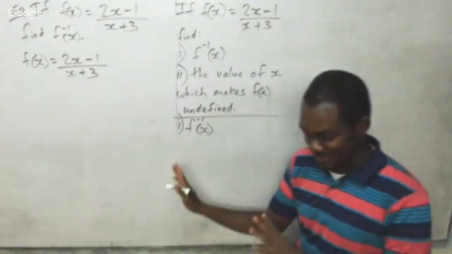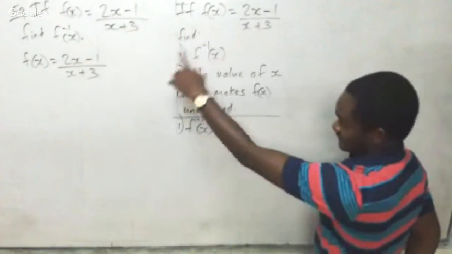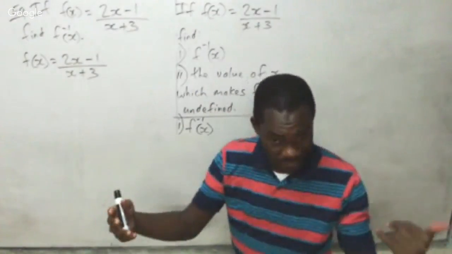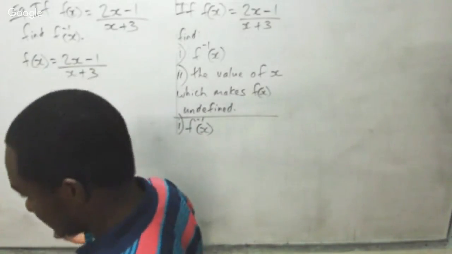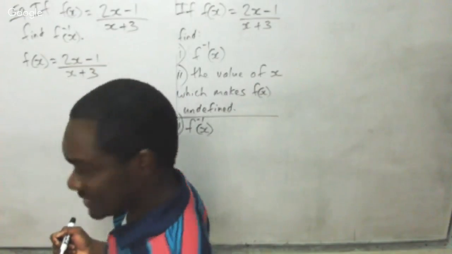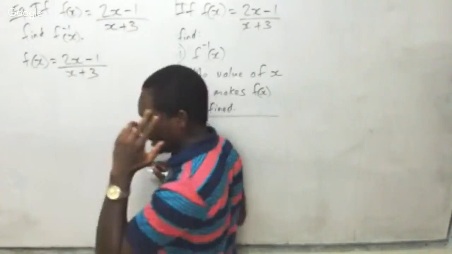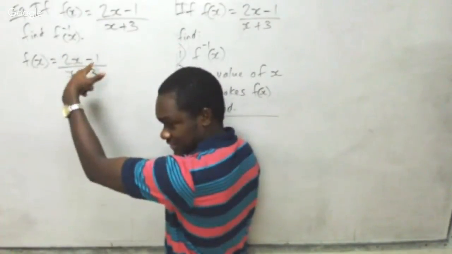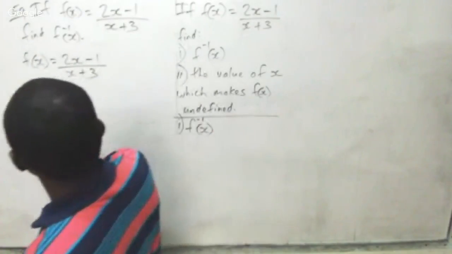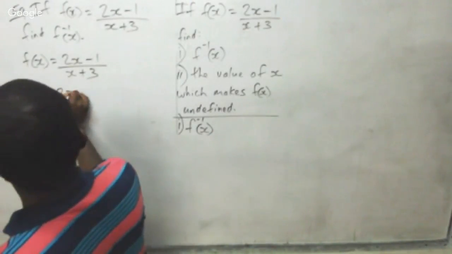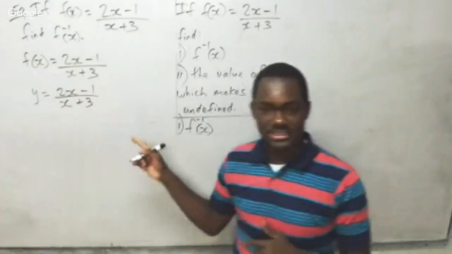We have children around. Okay, so we're asked to find the inverse of this. So this is the function. Same procedure. First thing, what's the first thing we do? Rewrite. So this is y. This already has x's, so this is y. So y is going to be equal to 2x minus 1 out of x plus 3. That's the first step, the rewrite step.